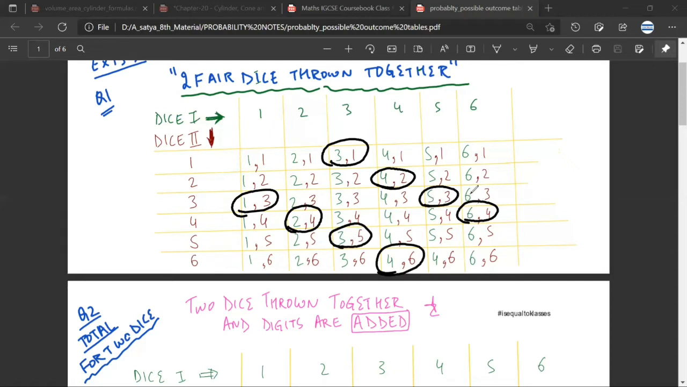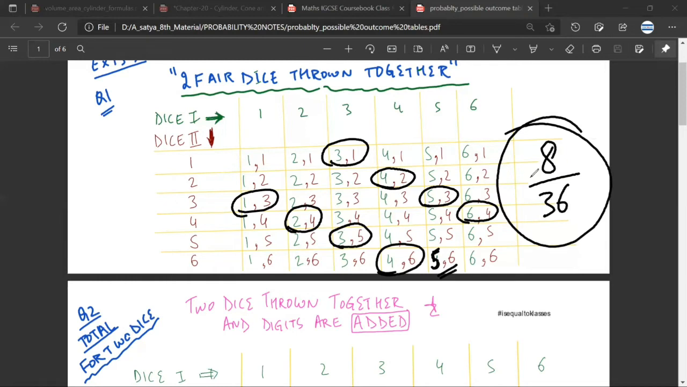Any doubt? No doubt. I have made a small mistake here. This should be 5, 6. Can you see this? Yes. This should be 5, 6. So this mistake you will have to correct. So the number of possibilities which are available where the difference between the two numbers is 2 is 8. Have you understood? Yes, sir. Out of total possibilities of 36. So when I cancel this, the answer would be 2 by 9.